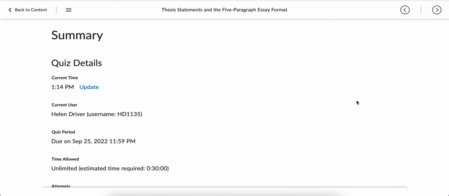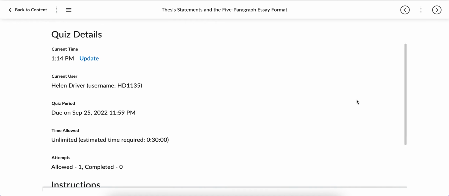Okay, so first you're going to take a little quiz about thesis statements and 5 paragraph essays. So remember, thesis statements have topic, persuasive point, and 3 point essay map.